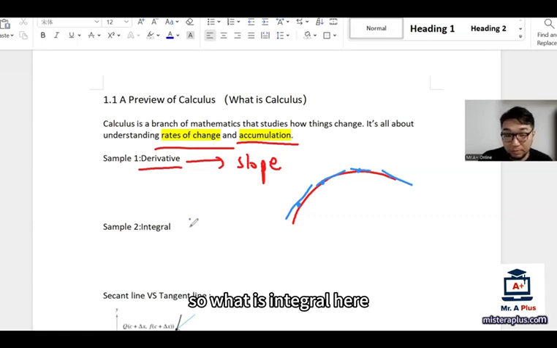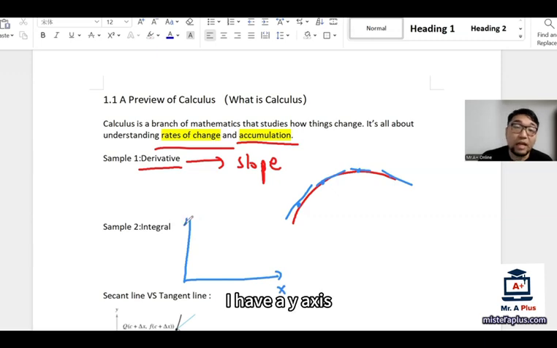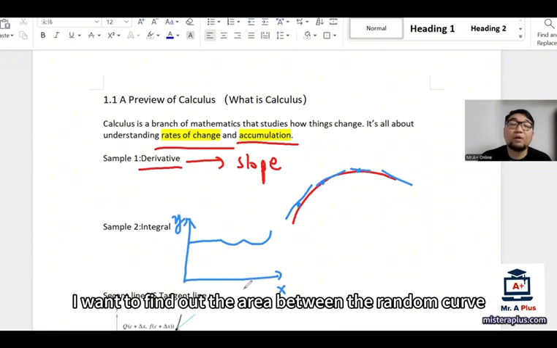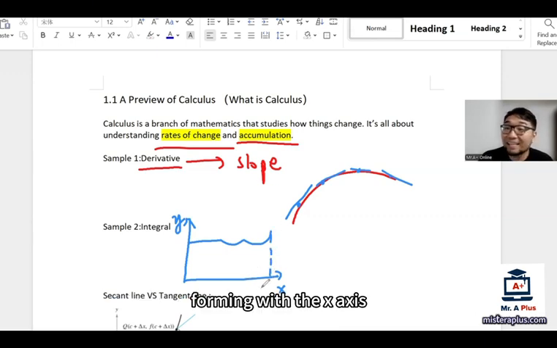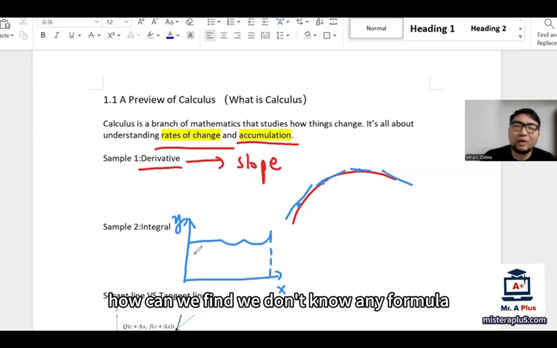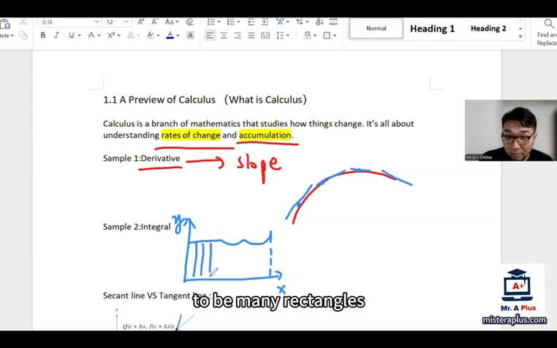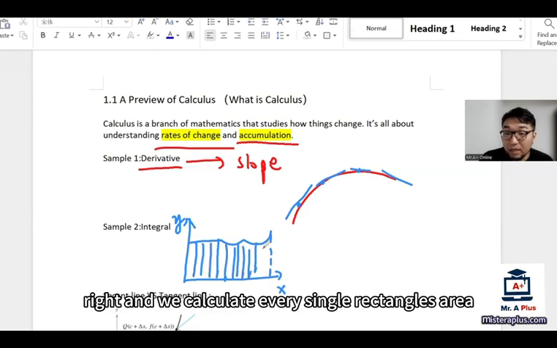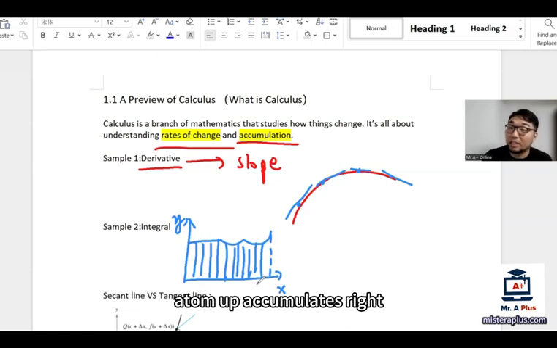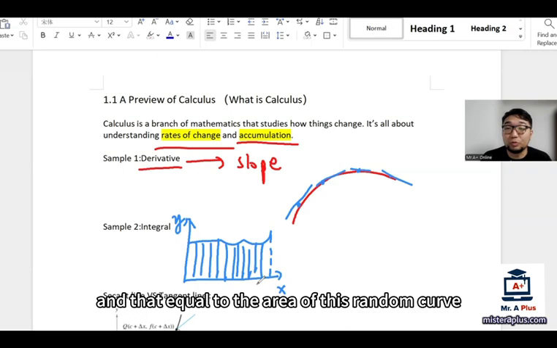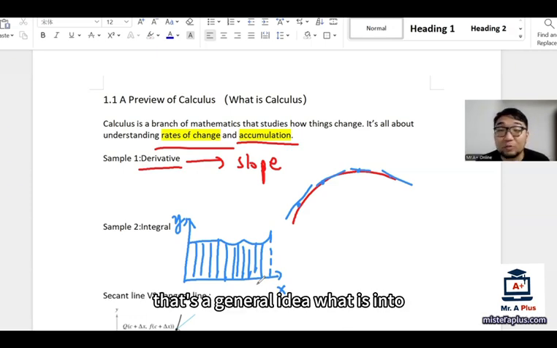So what is integral here? I have an x-axis, I have a y-axis, and I draw a random curve. I want to find the area between the random curve and the x-axis. How can we find it? We don't know any formula. So what we can do is cut this into many rectangles, and we calculate every single rectangle's area, add them up, accumulate, and that equals the area under this random curve. That's the general idea of what an integral is.